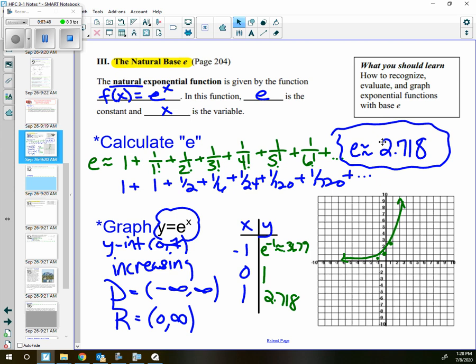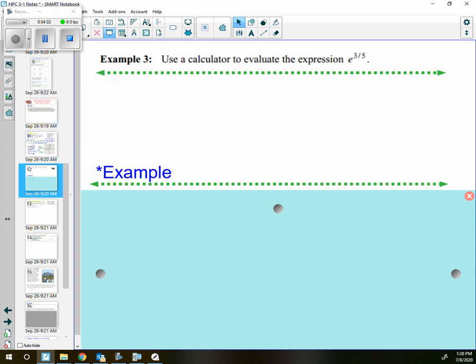So here's the thing. We can transform this the same as we do with any other function. We can go up, down, left, right. We can flip over the x. We can flip over the y. All of the transformations that we've talked about for any other base are the same for these natural exponential functions that have a base e.